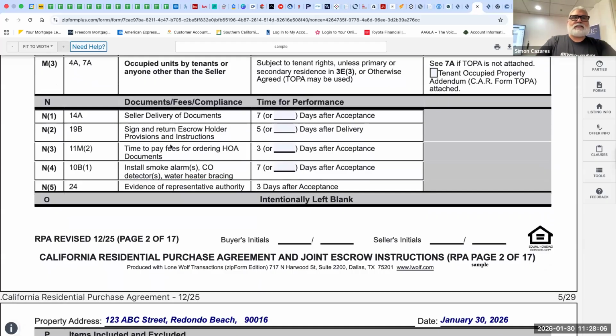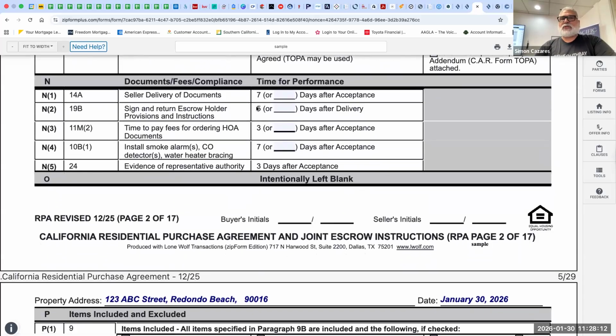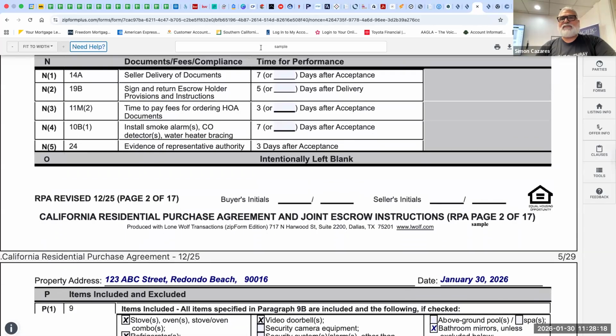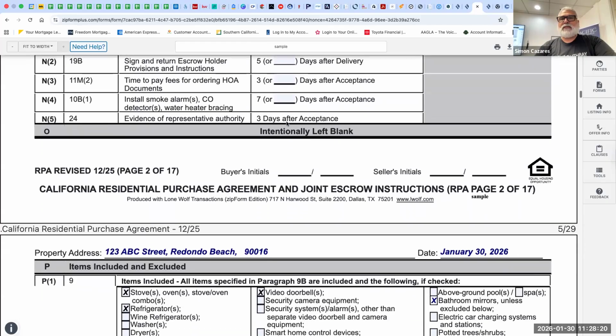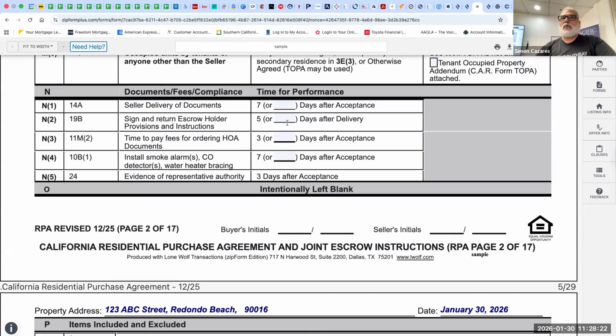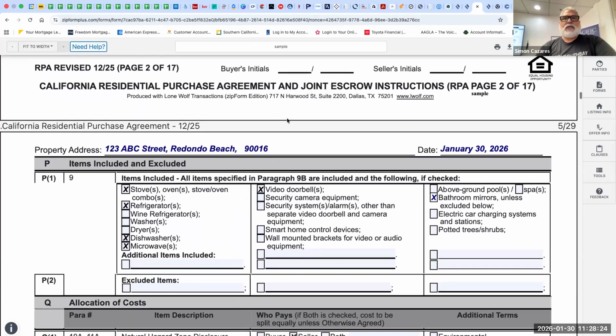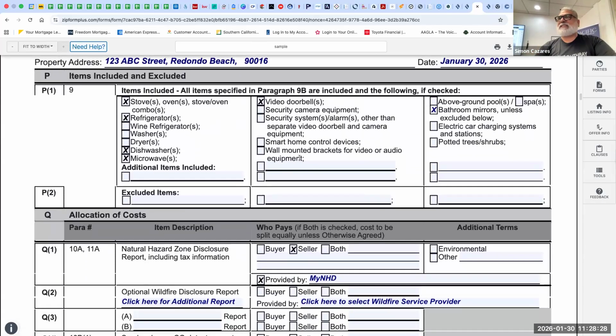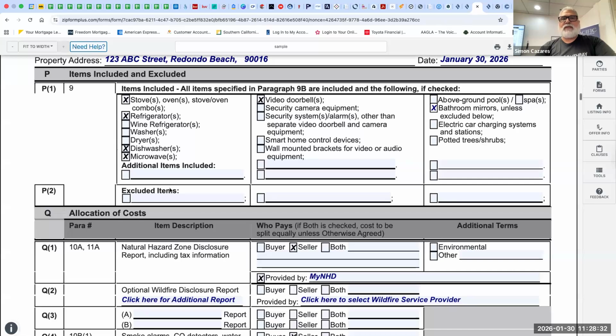Next, the N1 through 5 goes into the seller's deliverance of documentations, signature of escrow, 5 days, time for HOAs if there's any HOA. So everything is already defaulted, but you also have these blank sections to modify, add, or reduce. Okay. The next is the items included on the property. What is staying, what is not staying? Okay, is the stove staying, the fridge, dishwasher, microwave.